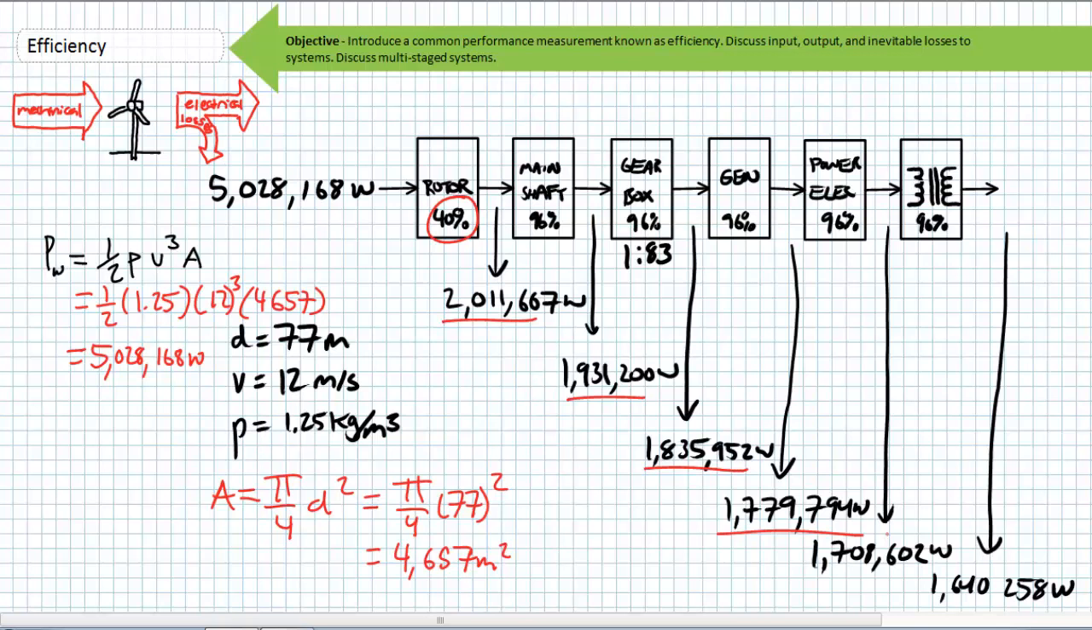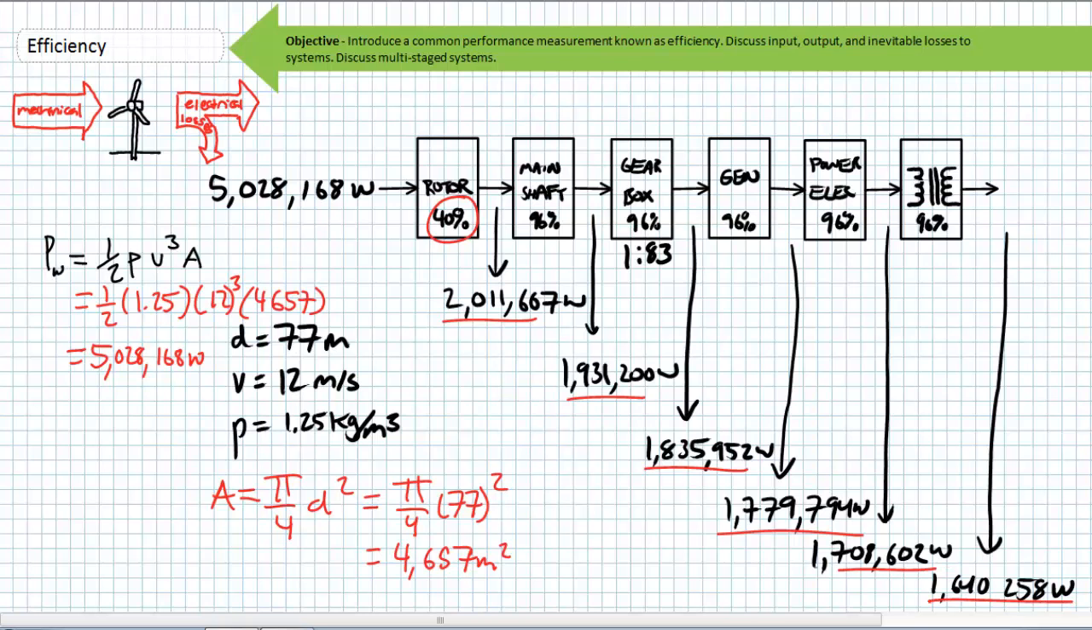This 1.78 megawatt output is fed to the power electronics with a 96% efficiency rating, accounting for any heat or electrical losses, which reduces it to 1.7 megawatt output. This 1.7 megawatt output is being fed to a transformer also with a 96% efficiency, accounting for any heat, magnetic, or electrical losses, yielding us a final output of roughly 1.64 megawatts.